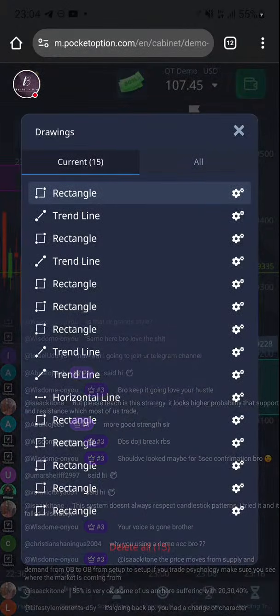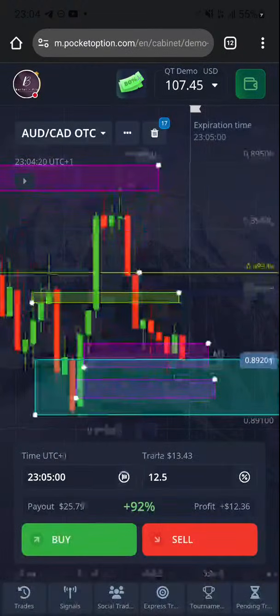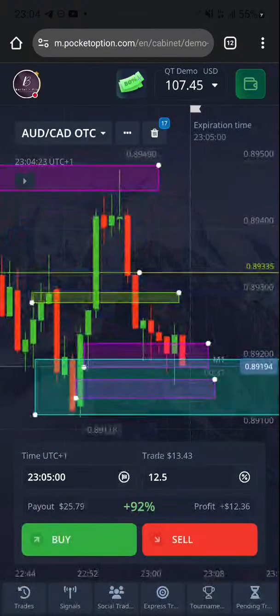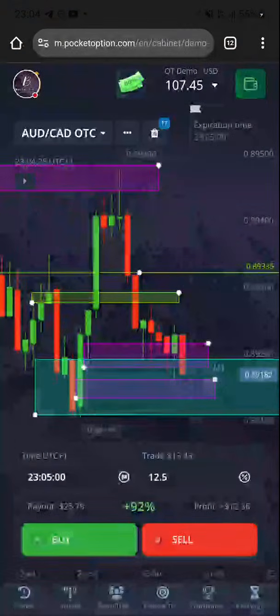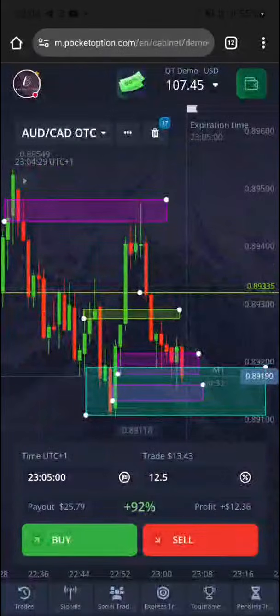Yeah, it's going back up. I'm not going to follow it. We'll look for another setup to take the trade. The fact that it's going up does not mean it will come down. So you can't just follow the market like that.